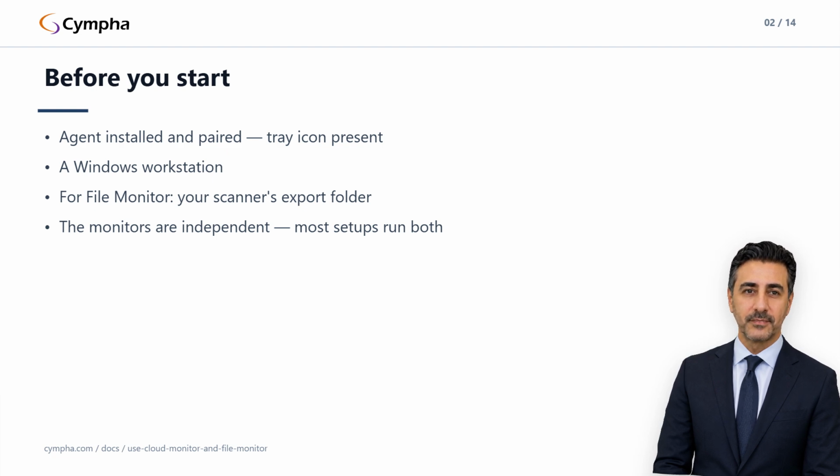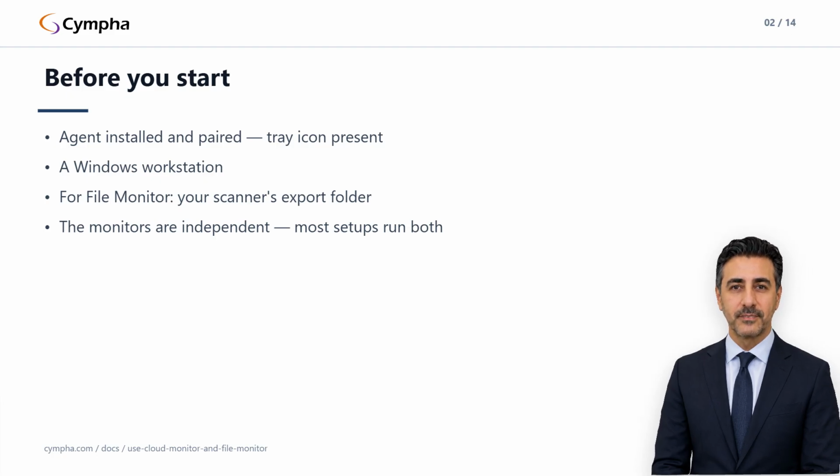Cloud Monitor first. Right-click the tray icon, hover Cloud Monitoring, and you'll find Configure Workspace, Start and Stop Monitoring, Show Panel, and Reset Sync State. Click Configure Workspace. The dialog explains that this is the folder where the agent will download your incoming Cympha cases, with Choose Folder and Clear buttons. And until you pick one, the folder reads Not Set.